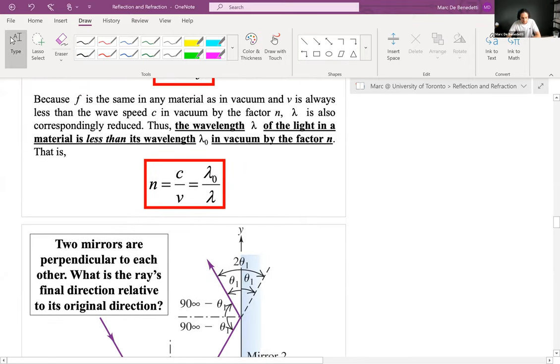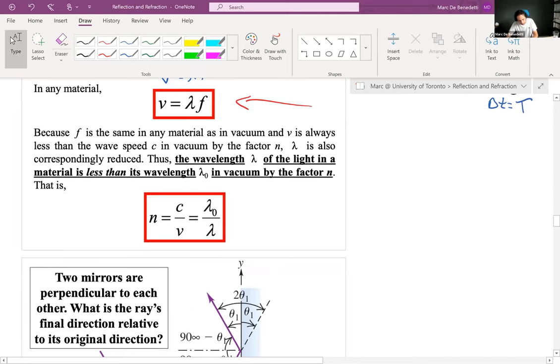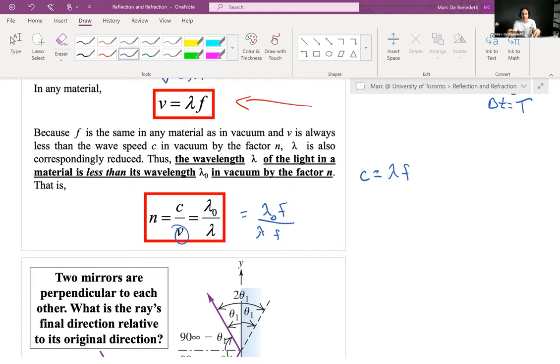It's really just the V equals D over T equation. Okay, now we can use that to plug in for V in our N equation, our index of refraction equation. So we know the speed of light in a vacuum is going to equal lambda in a vacuum, F in a vacuum. So solving for C, we can plug this in here. We can say lambda naught frequency over, and this is going to be lambda times frequency. Lambda naught being the wavelength of the light wave in a vacuum, and lambda being the wavelength of light in the material.